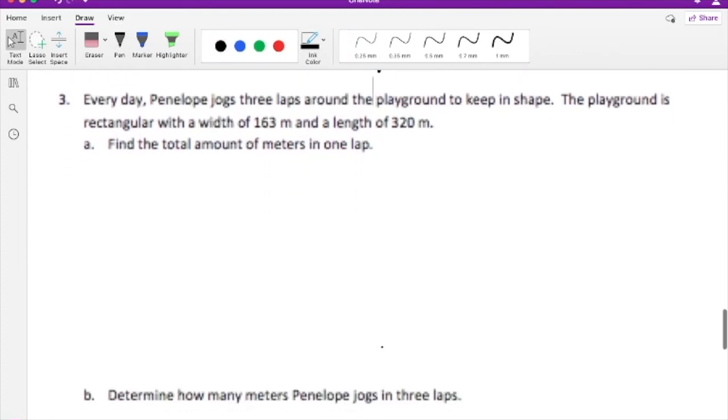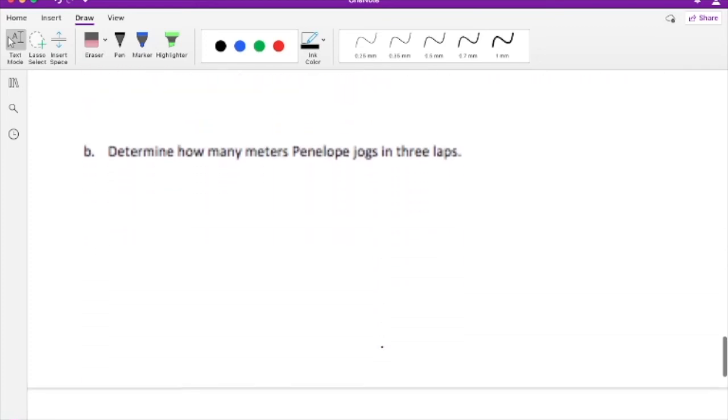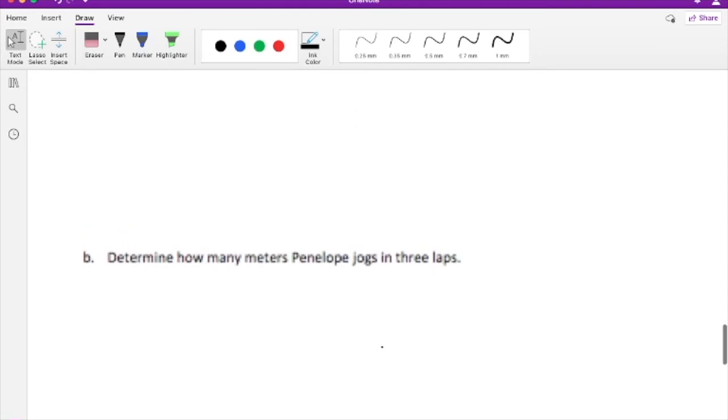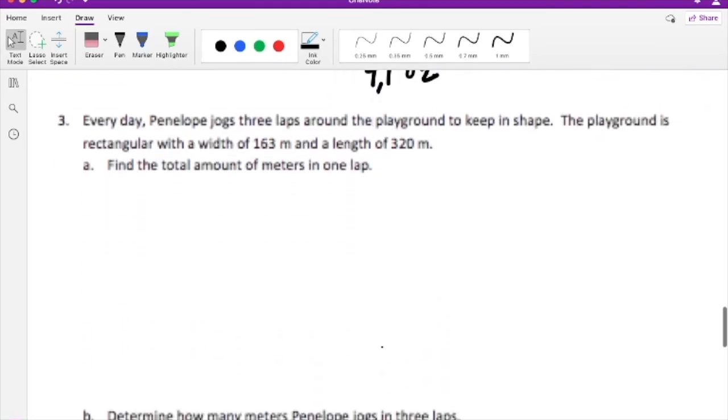All right. Every day, Penelope jogs 3 laps around the playground to keep in shape. The playground is rectangular with a width of 163 meters and a length of 320 meters. Find the total amount of meters in 1 lap. That's part A. Part B says determine how many meters Penelope jogs in 3 laps.